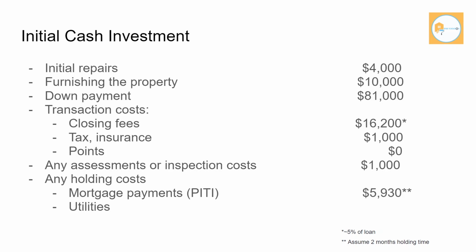And then let's assume that we're holding the property for 2 months before we're putting it onto the market to be listed on Airbnb. And for the mortgage payments, accounting for principal, interest, taxes, and insurance, those 2 months is going to cost about $6,000. And then the utilities for the holding period will be $500. So if you total all of these numbers up, this is your total initial cash investment.